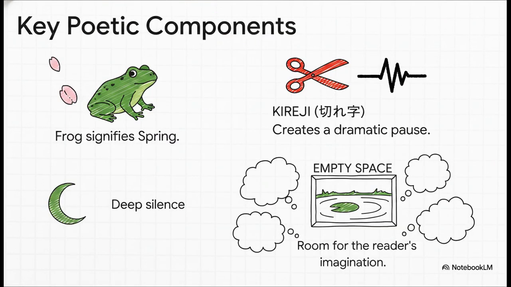The thing to realize is that Basho isn't just throwing words around. He's using very specific tools. You've got the kigo, that's a season word, just one word that tells you the time of year. Here, the word frog instantly screams spring to a Japanese reader. Then there's the kireji, the cutting word. Think of it like a dramatic pause, a caesura. The word ya at the end of the first line does exactly that. It creates a moment of silence that makes the pond feel even more still.